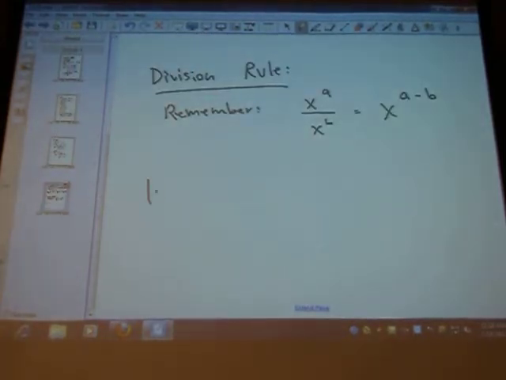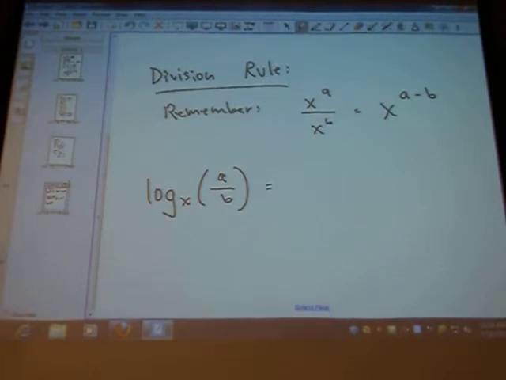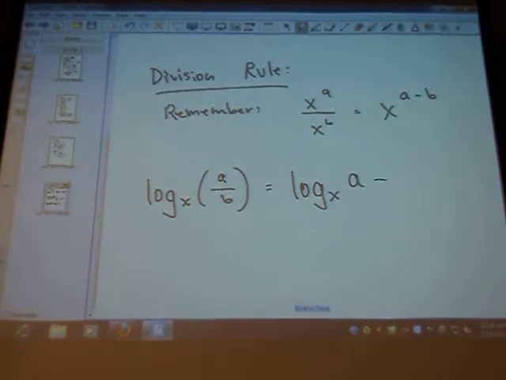Okay, now for logarithms, if you have log base x of a over b, you're going to split them into two logs that are subtracting.